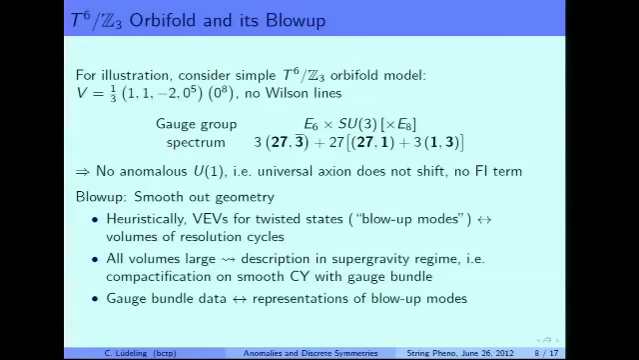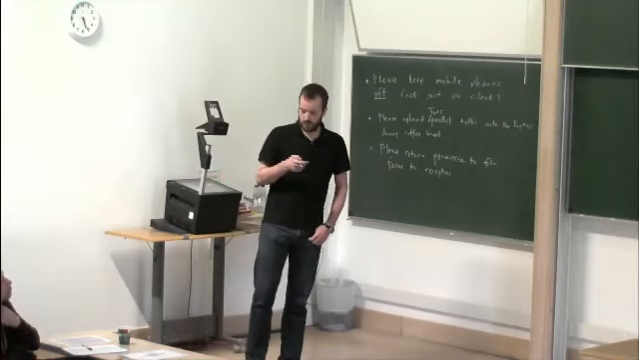You don't need to blow up anything, but if you want to, you can blow up, and it means, heuristically, you switch on VEVs for the twisted states, for these blow-up modes. This corresponds in some sense to volumes of certain cycles which were hidden in the singularity, shrunk to zero size. And if you have all these volumes large, then you're basically no longer the orbifold, but you're in some supergravity regime. So you can think of this as a compactification on some smooth Calabi-Yau with a gauge bundle. And of course, the gauge bundle is then related to the quantum numbers of these blow-up modes, of the things you switch on VEVs for.